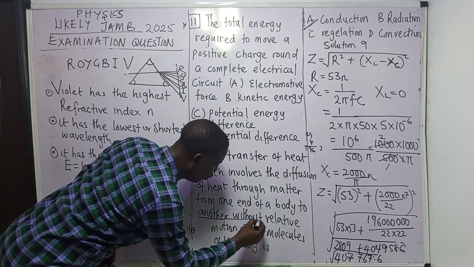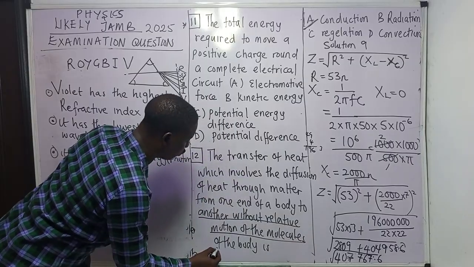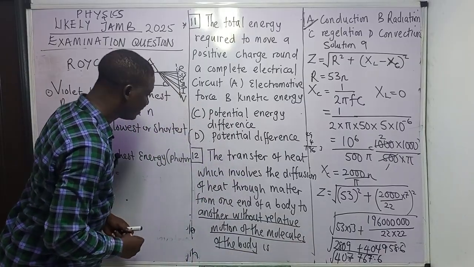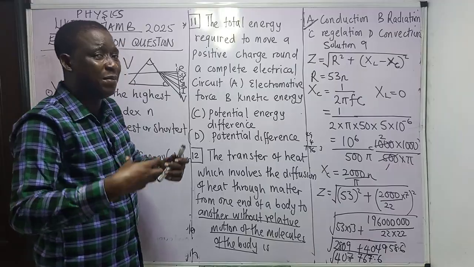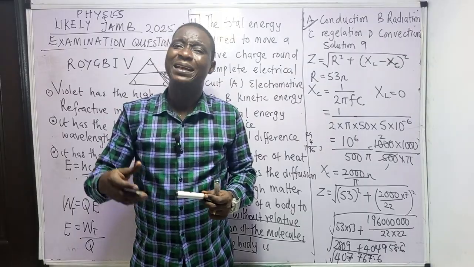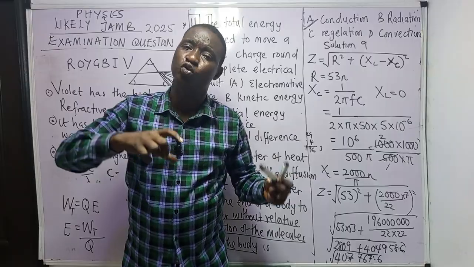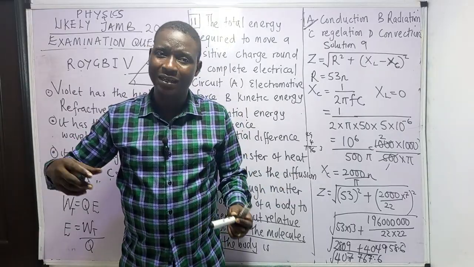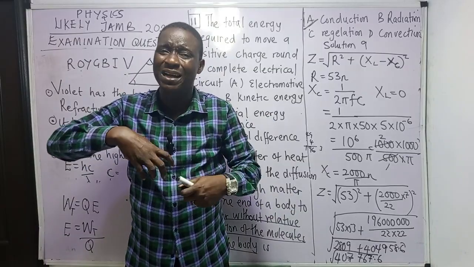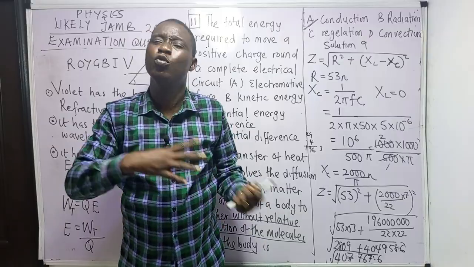So I believe you enjoy it, because why do we choose conduction? They say without the relative motion of the molecules of the body. That is to say, the molecules that make up the body. Don't forget, matter is anything that has mass and occupies space. And matter is formed from atoms to molecules to matter. So the mass in the matter is made up of molecules and atoms.